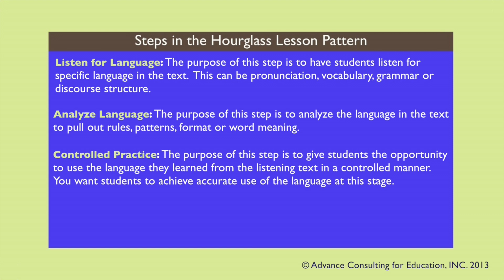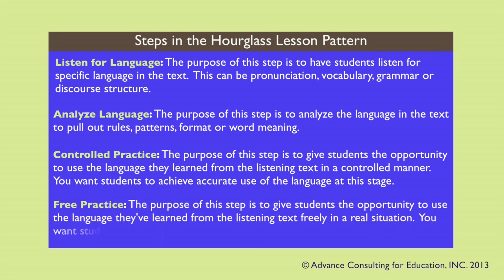The final step in the Hourglass lesson pattern is free practice. The purpose of this step is to give students the opportunity to use the language they've learned in a real situation, and you're trying to get them to use it fluently. So fluency is the target here, and we're looking at meaning this time, not form. So the focus at this step is on meaning, and it's a productive step.